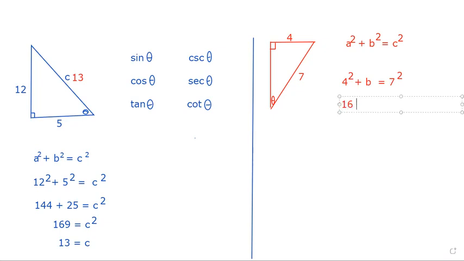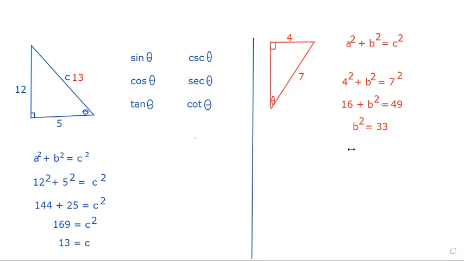So we continue to solve this problem. That's 16 plus b squared is equal to 49. And now, when we go back to it, remember, we have to subtract 16 from both sides. So 49 minus 16 gives us 33. So we have b squared is equal to 33.